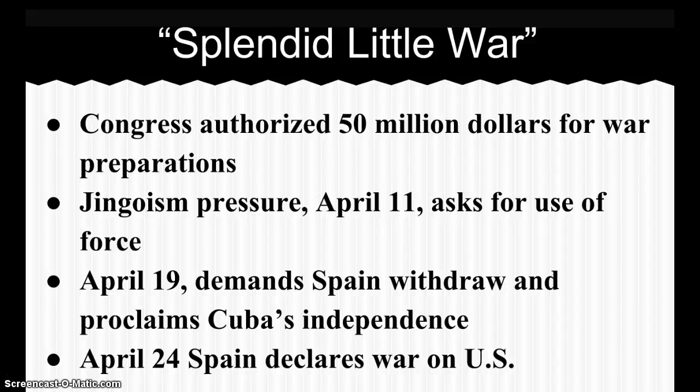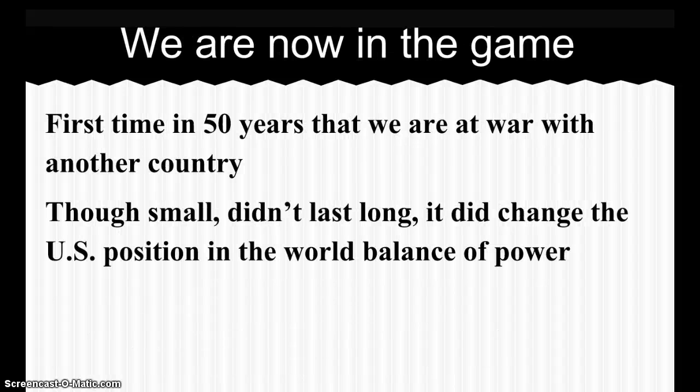And so the title up here is important, The Splendid Little War. So guys, I put that on your notes. It was said by both Secretary of State John Hay and Teddy Roosevelt, who was a huge advocate for going to war. But I do want you to know that it's the first time in 50 years that we're now at war with another country. And though it's small and it didn't last long, please put down that it did change the U.S. position in the world balance of power.